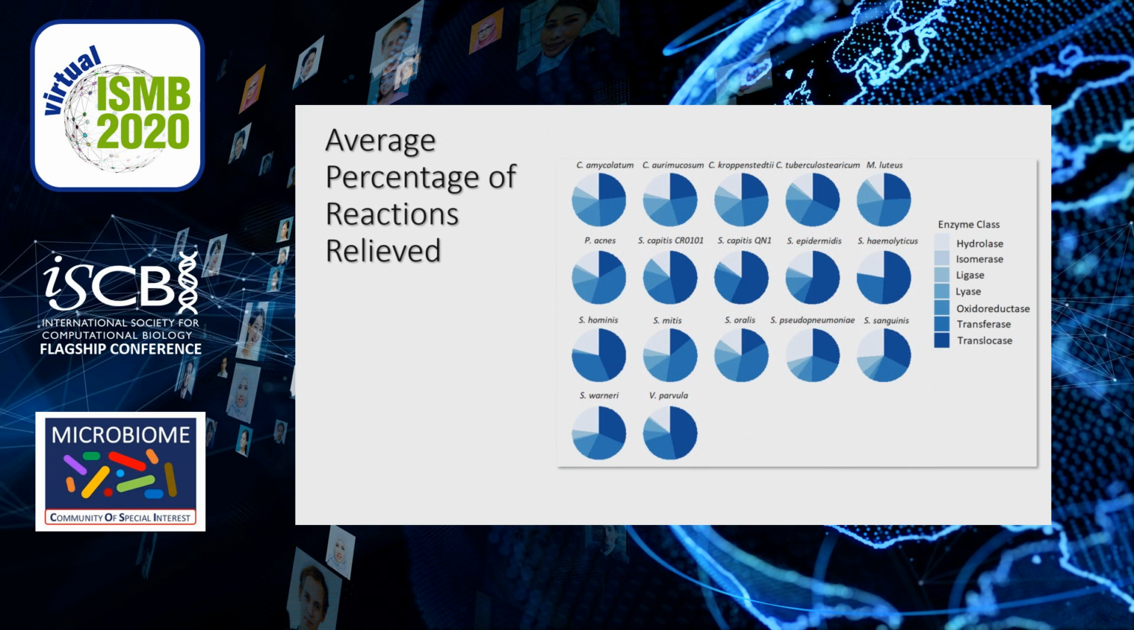Further, we were curious to understand the different ways in which support is rendered by these species. We classified the relieved reactions into their respective enzyme classes, and on computing the average percentage of reactions relieved by each species in each of these classes, we found that many of them render support largely in transferase and translocase activity. We are eager to further study the biological implications and relevance of this and take these studies forward.